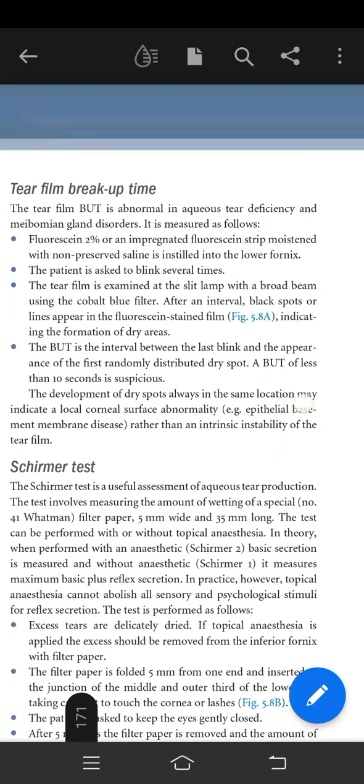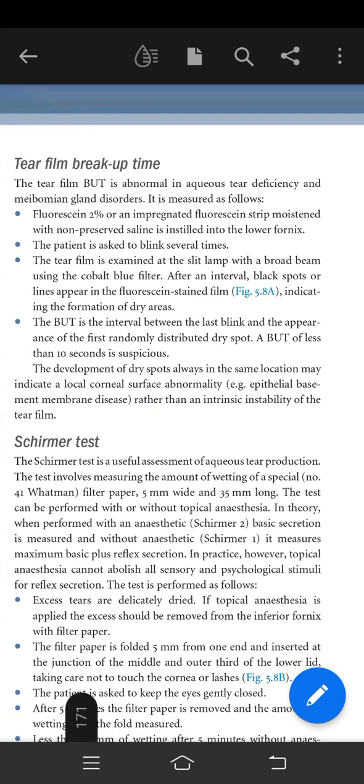First of all, there is the tear film breakup time, TBUT. It is abnormal in the aqueous tear deficiency and meibomian gland disorders. Fluorescein 2% is instilled into the lower fornix, or an impregnated fluorescein strip moistened with non-preserved saline is used. The patient is asked to blink several times.